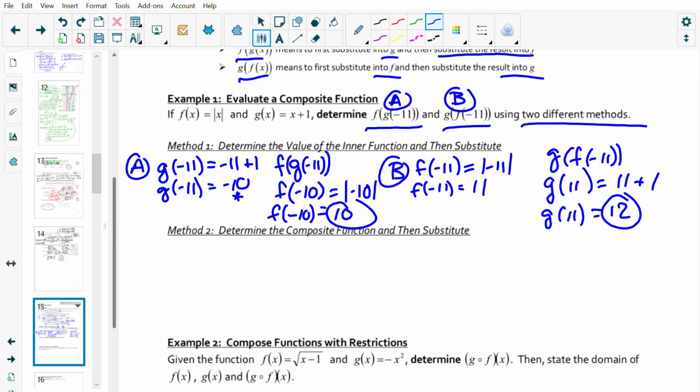Let's determine the composite function first and then substitute. So let's compose the two functions. F of g of x. So I take g of x, which is x plus 1, and I substitute it into f of x. So that equals absolute value of x plus 1. Okay, and then f of g of negative 11. So anywhere you see an x, I'm going to put a negative 11 plus 1.